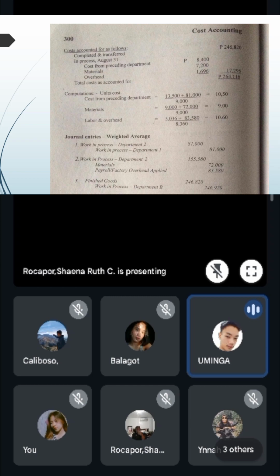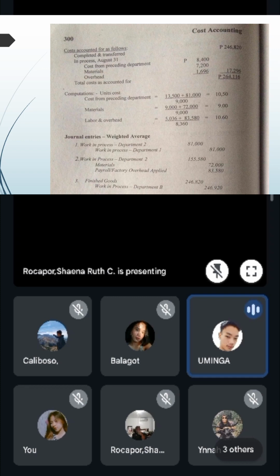Then, for the computation of unit cost: from preceding department, 13,500 plus 81,000 divided by 9,000 equals 10.50. For materials, 9,000 plus 72,000 divided by 9,000 equals 9. For labor and overhead, 5,036 plus 83,580 divided by 8,360 equals 10.60.